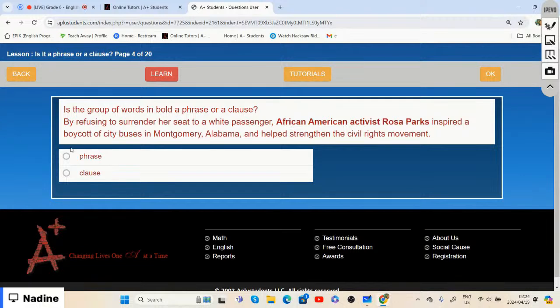Is the group of words in bold either a phrase or a clause? It says, by refusing to surrender her seat to a white passenger, African American activist Rosa Parks inspired a boycott of city buses in Montgomery, Alabama, and helped strengthen the civil rights movement.